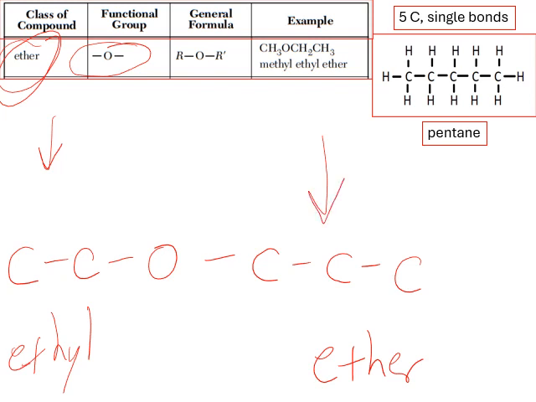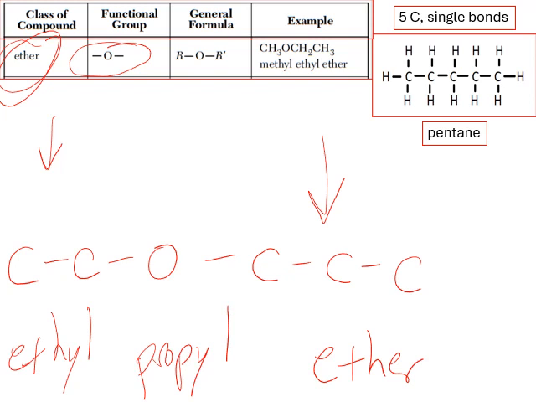If it was a three carbon chain by itself as in one entire molecule, you'd call it propane. In this case, we're just going to call it propyl. It's sort of like propane, but a little mini version. And then again, you just end with the word ether. So it's ethyl propyl ether.